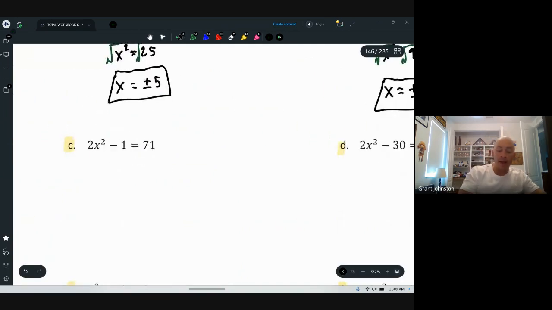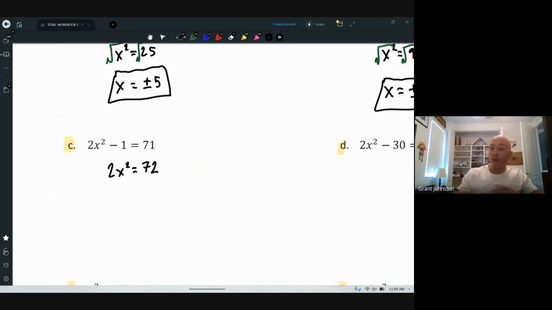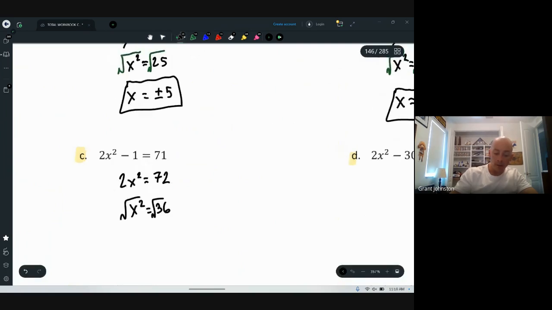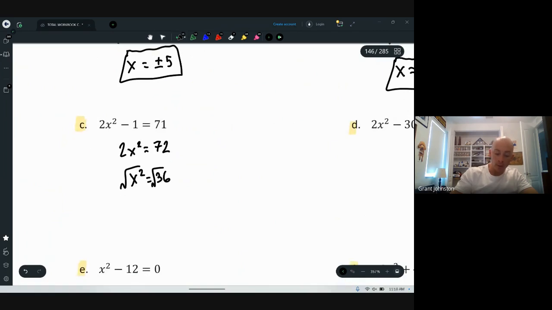So on C, add 1 to both sides. I'm not going to show that work fully. It would be 72. Divide by 2 because we have that coefficient of 2 in front. So we divide by 2 on both sides. I'm going to get x squared equals 36. Take the square root. And I get x would equal positive or negative 6.